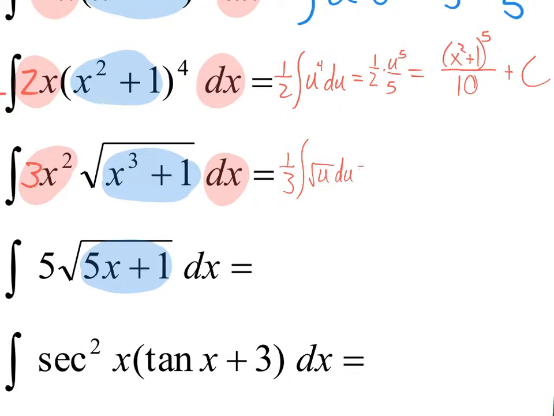Okay? The integral of square root of u, we said earlier, was u to the 3/2 times 2/3, but that is now multiplied by a 1/3. So now I have a 2 over 9, and I'm going to plug in the u, which was x cubed plus 1, to get my final answer, okay, in terms of x.